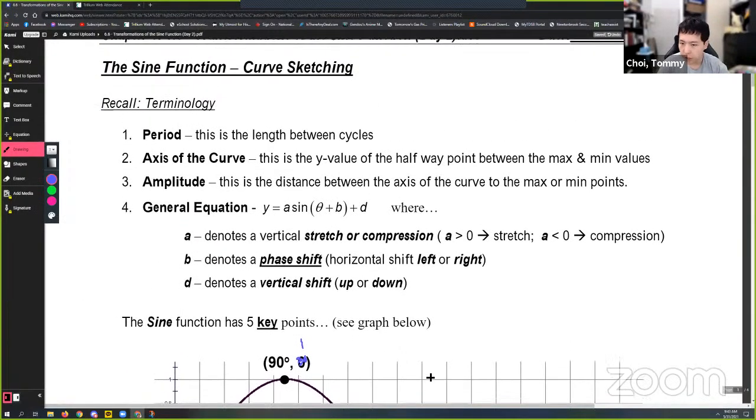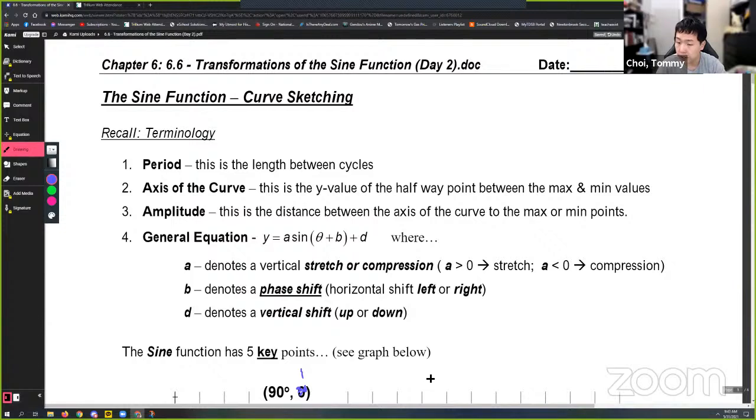So once again, the terminology here, this was supposed to be separated into 2 days. That's why we have overall review of the terminology again. So you should know what the period is, equation of the axis, amplitude. But this time, of course, now we're sticking in our A value here, which is our stretch and compression, right? And the rules are the same. If it's greater than 1, it's a stretch. If it's a fraction, between 0 and 1, it's compression. So if it's a fraction less than 1, that's going to be our compression.